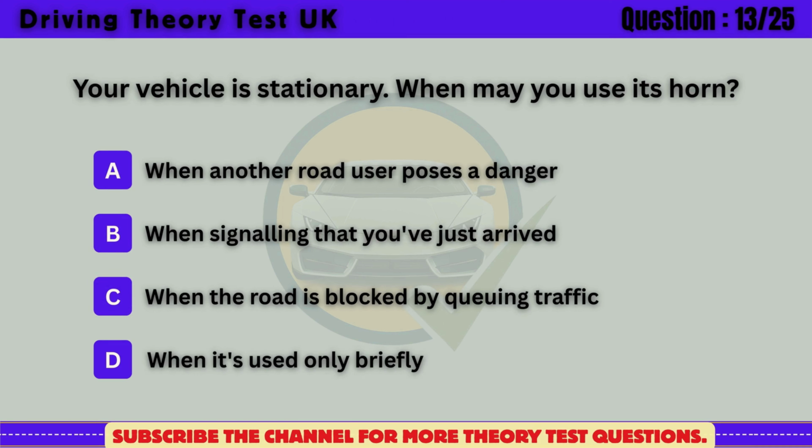Question 13. Your vehicle is stationary. When may you use its horn? A. When another road user poses a danger. B. When signaling that you've just arrived. C. When the road is blocked by queuing traffic. D. When it's used only briefly.